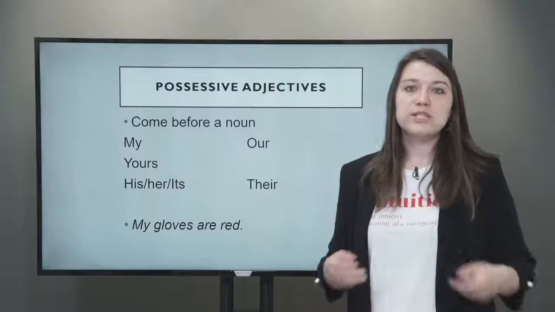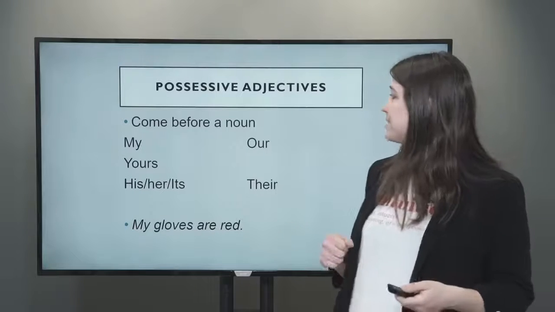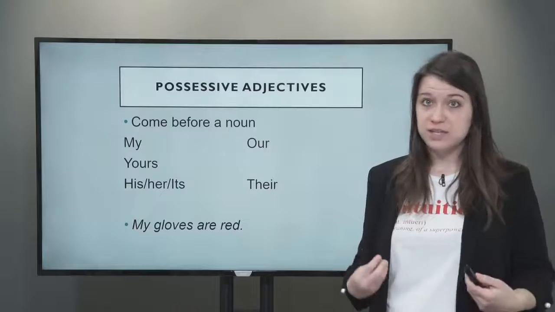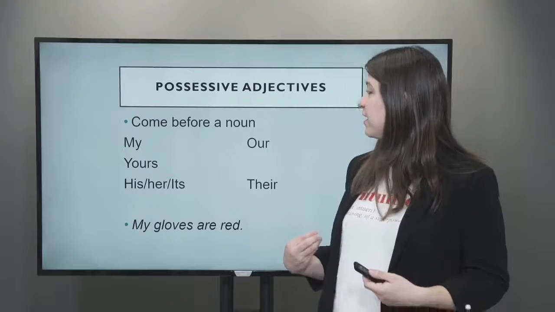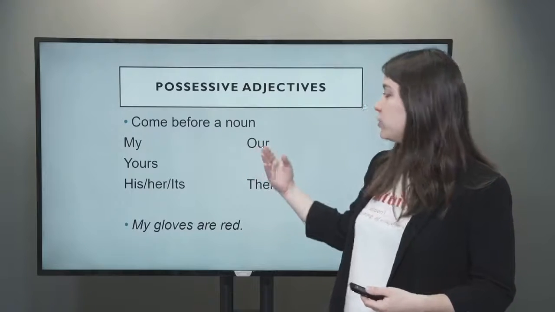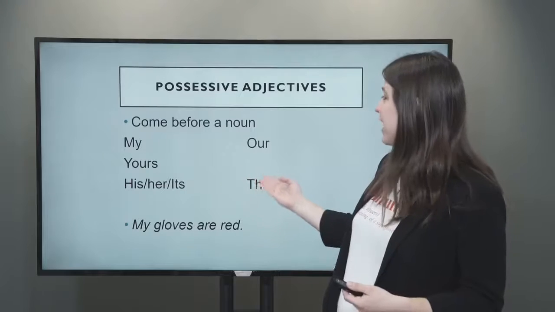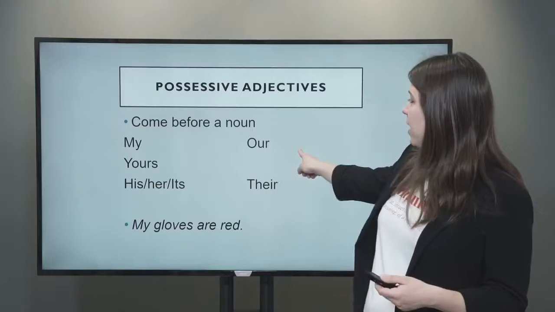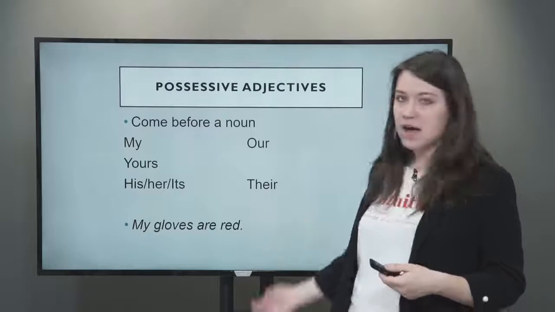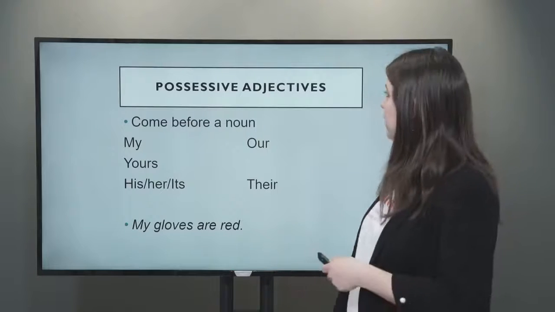Okay, now we're going to look at possessive adjectives and possessive pronouns. Possessive adjectives come before the noun and show possession. So for example, if the subject is I, then the possessive adjective is my, you is your, he, his, she, her, it, its, okay? And then our and their. For example, my gloves are red. So the gloves belong to me, my gloves, okay?